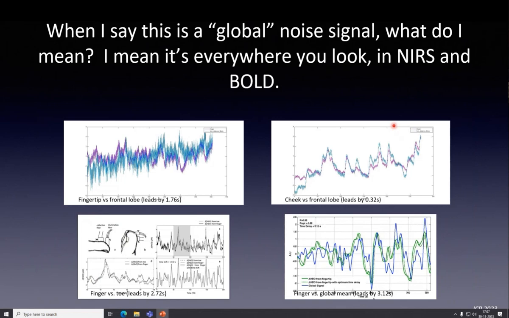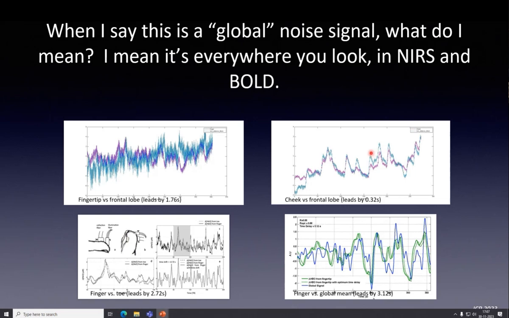Now, when I say this is a global signal, I mean it's a global signal. So we saw it in the brain, and we saw it all over the brain, and we caught it with a probe on the scalp. But for the results that you just saw, the probe was on the fingertip, because the fingertip correlates very well with the brain. And in fact, the fingertip correlates with the frontal lobe.